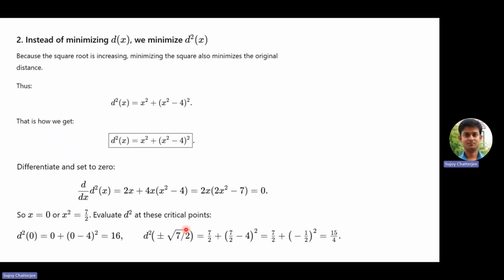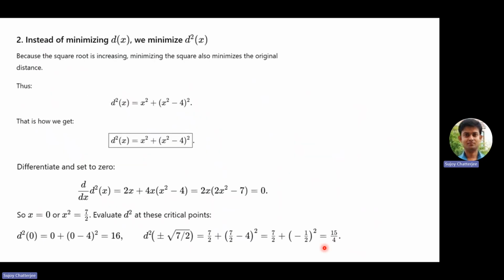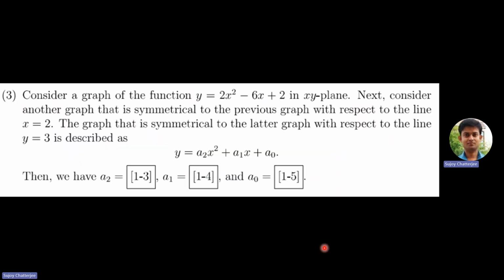Evaluate d² at these critical points. These are known as the critical points. If we put x equal to 0, then d² is equal to 16. And if we put x² equal to 7 by 2, then d² is 15 by 4. So the minimum distance is the square root of 15 by 4. Since we found d², d will be the root of 15 over 2.